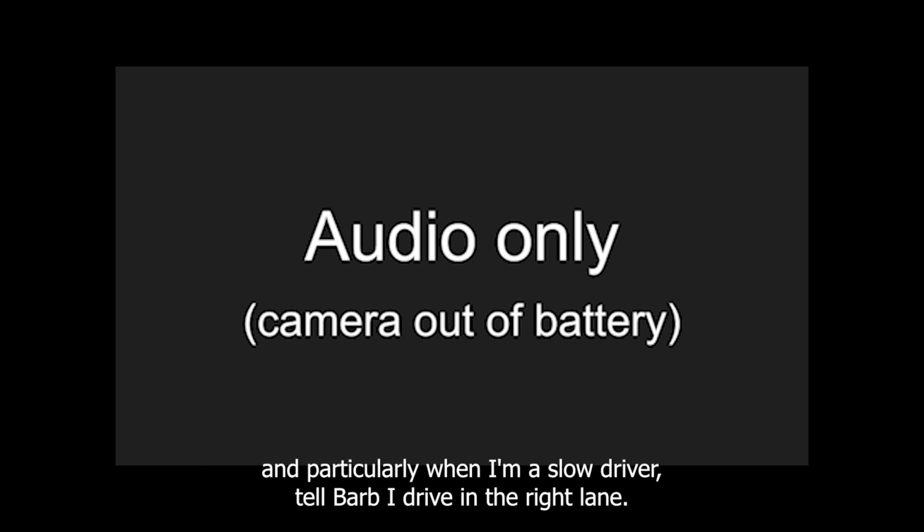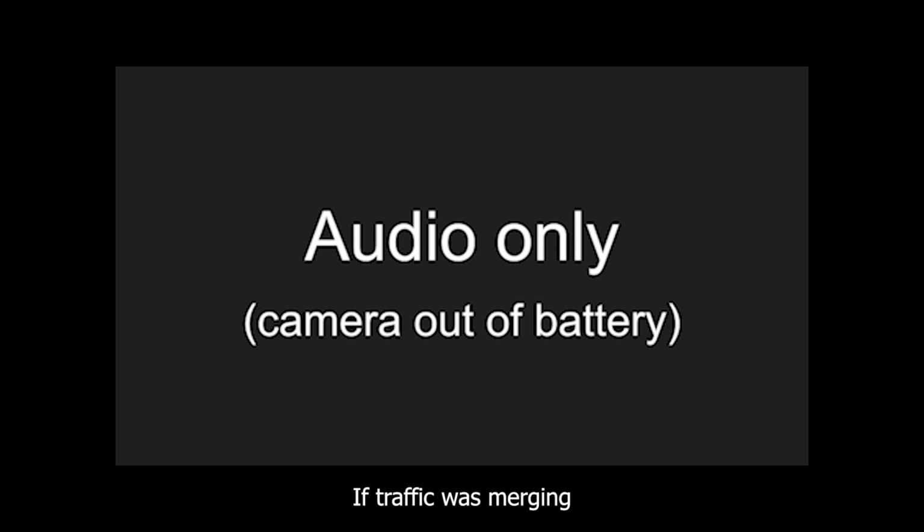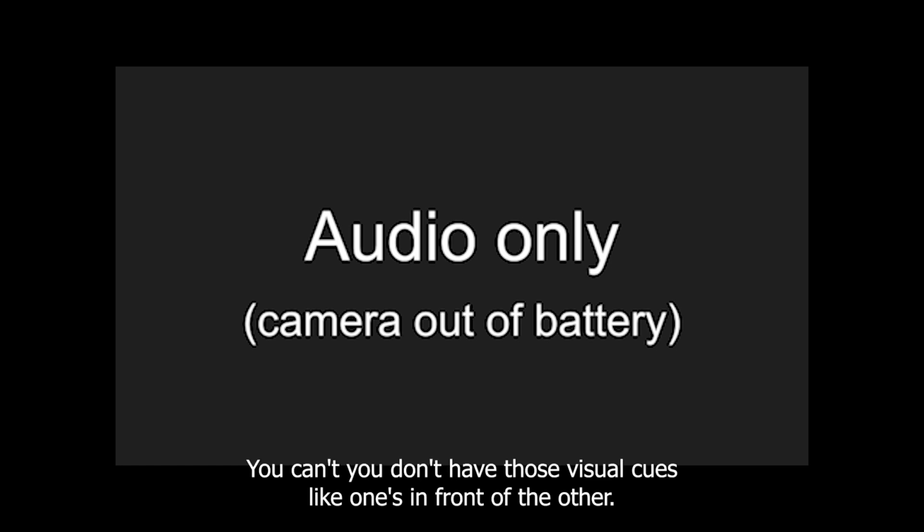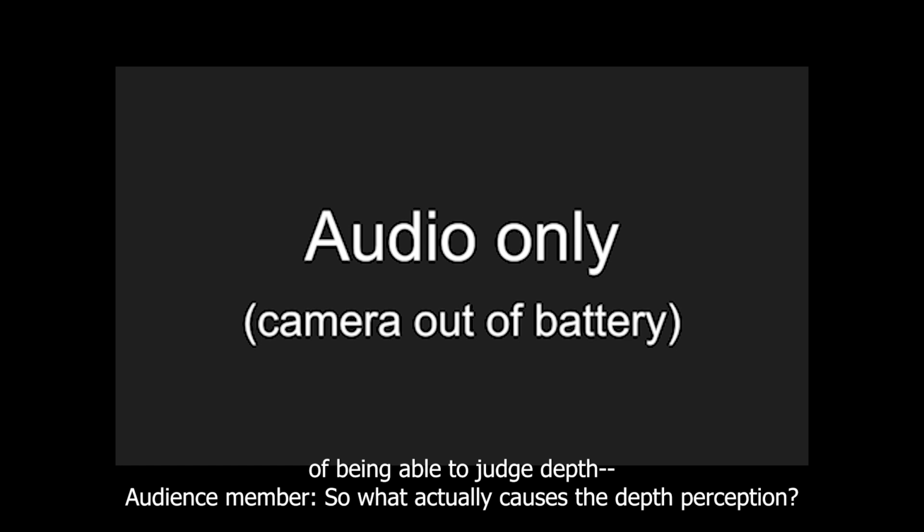But sure enough, we're on the freeway. And particularly when I'm a slow driver, I drive in the right lane. If traffic was merging, to her, because she couldn't judge the distance between two cars, if you see there's a car in front of us, there's a car merging, and you don't have those visual cues of one's in front of the other, what does it look like they're going to do? They're going to crash, yeah. So it's important to keep in mind that with low vision, it could be that someone has a lack of being able to judge depth and width.